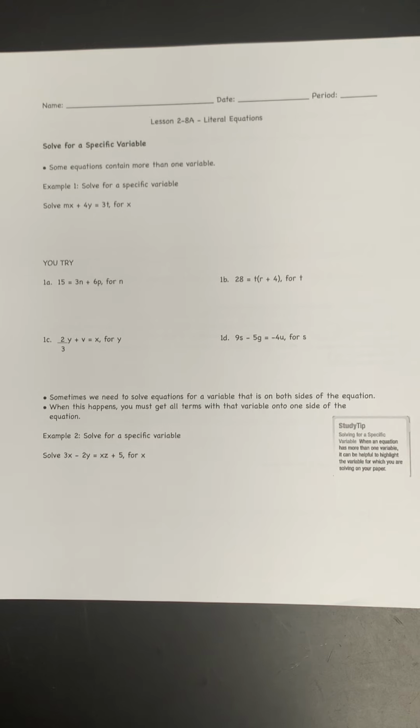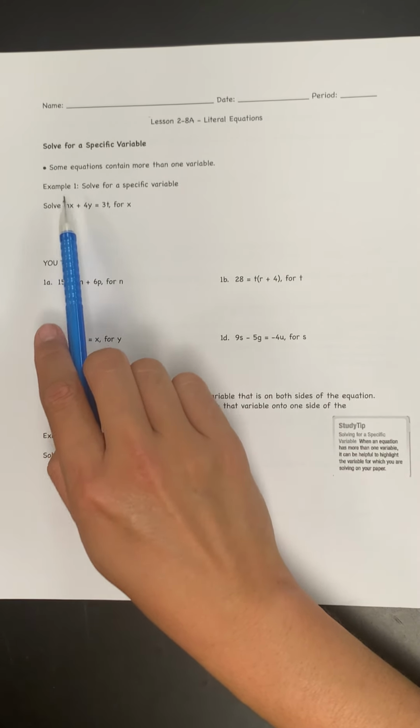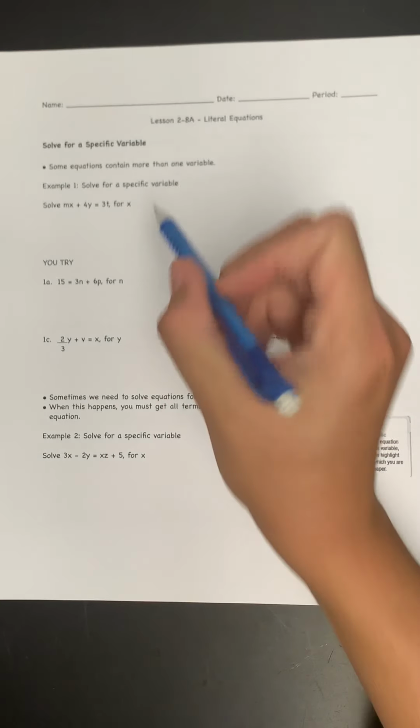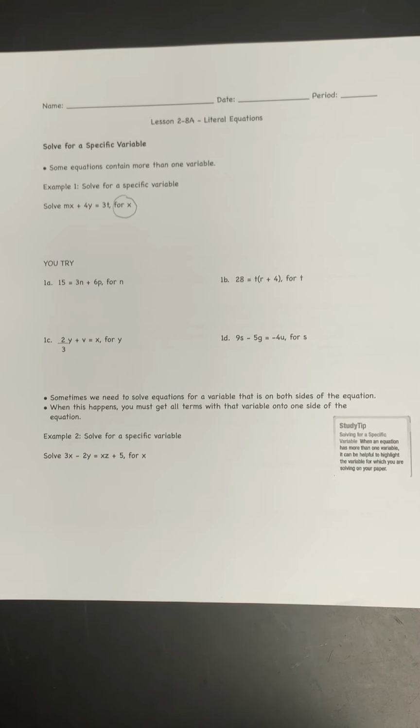With literal equations, what you're doing here is solving for a specific variable. For example, the first problem, example 1, we have mx plus 4y equals 3t, and it's telling us that we need to solve for x. Even though it looks kind of goofy because you have all of these variables within that equation, we literally are going to do the exact same steps that we would normally do to solve an equation, but we're just going to solve for that specific variable.